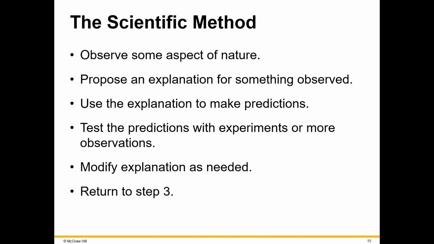The second step is to propose an explanation for something observed. Maybe it's this. And then use that explanation to make a prediction or a hypothesis. And then test the hypothesis with experiments or more observations. And then step 5 could be either draw a conclusion or modify your explanation and hypothesis in order to be able to go to step 3 again and make a new prediction.